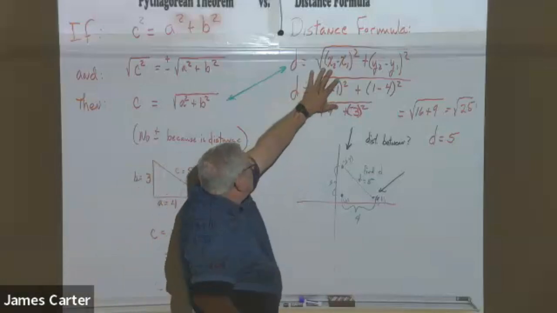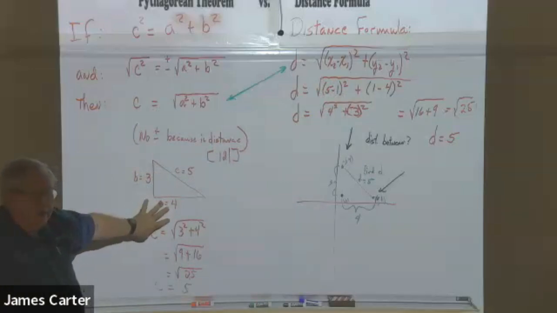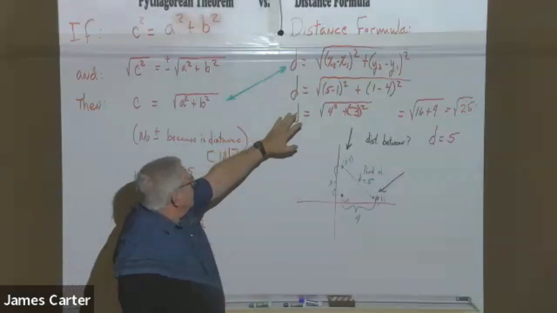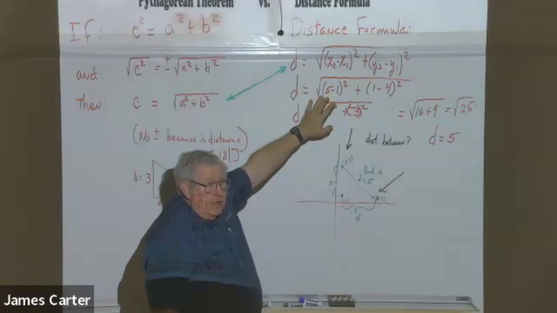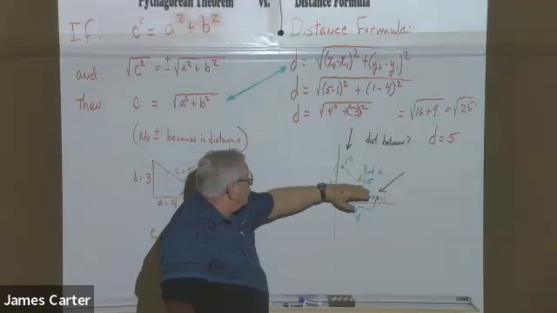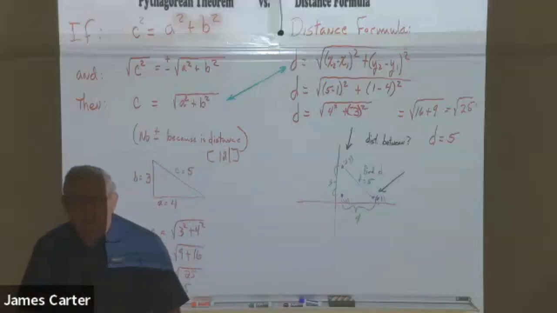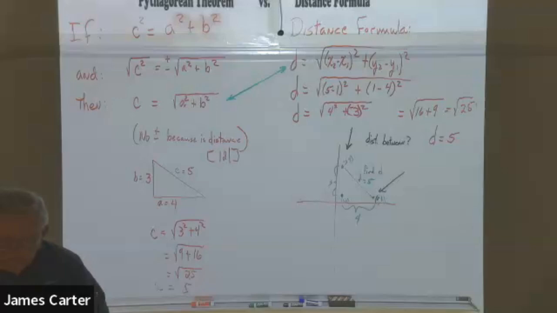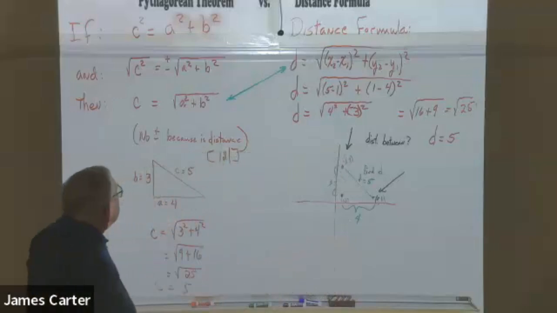Do you see the parallels between this distance formula and the Pythagorean theorem? The only difference is the distance formula is the Pythagorean theorem, only conducted to use with coordinate values. That's the only difference. Okay? So, that being said, now let's go on to some other problems.